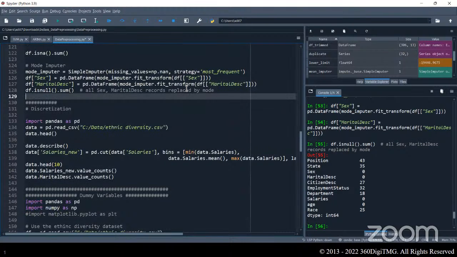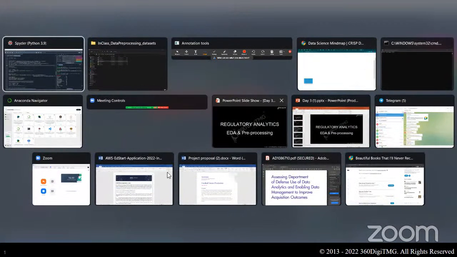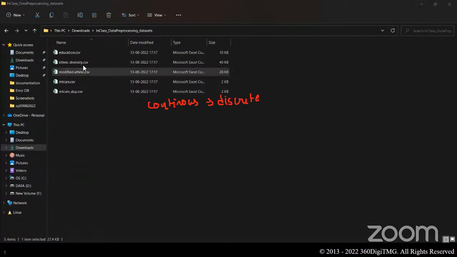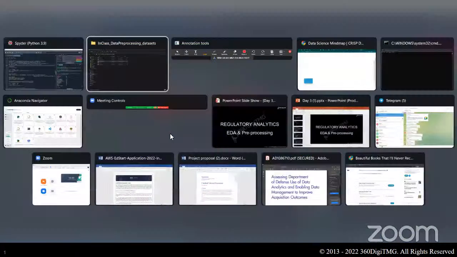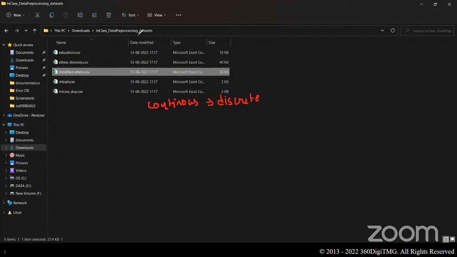Then we have discretization. In discretization, we are converting our continuous data into some discrete data. Okay, so let's say, for example, let me load up the data set. Which one are we using? Ethnic diversity.